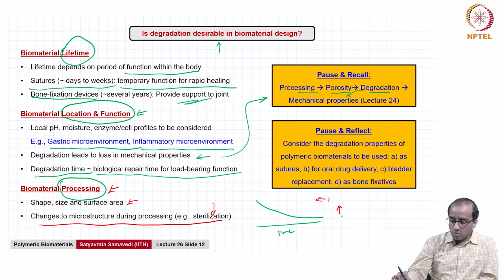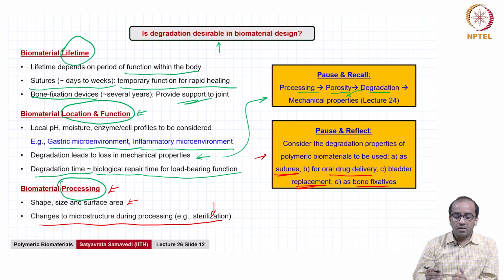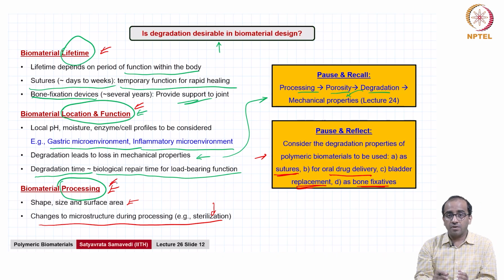I would like you to pause and reflect on this very important idea. If you want to use polymeric biomaterials as sutures, or for oral drug delivery, or for bladder replacement, or as bone fixatives, what kind of polymers would you want to look at? What kind of properties would those polymers require to have? And lifetime, location, function and processing, these three factors, how are they going to be contextualized for each of these things, right?